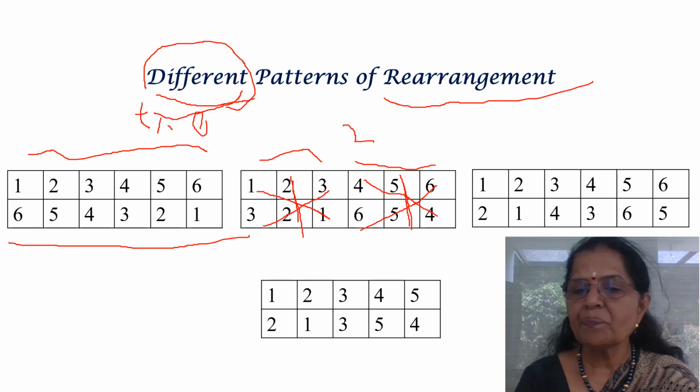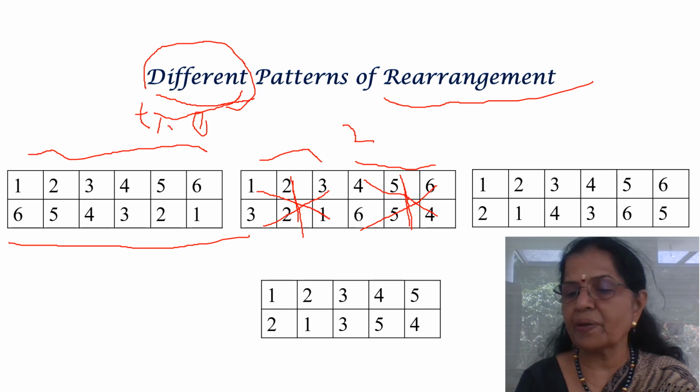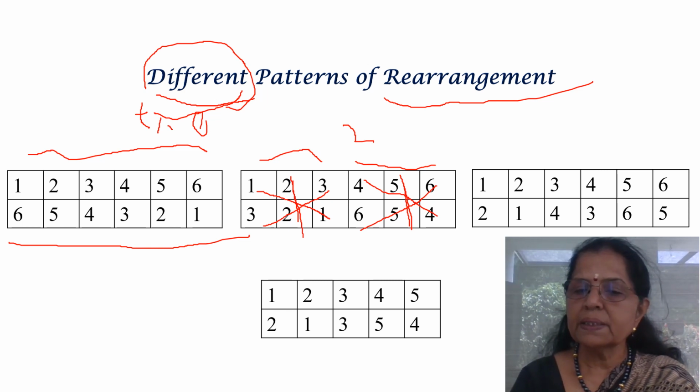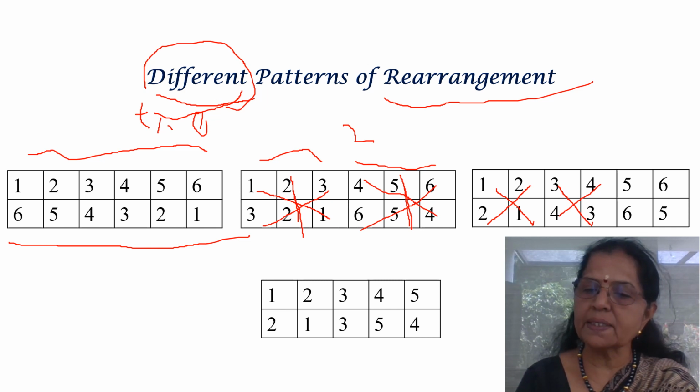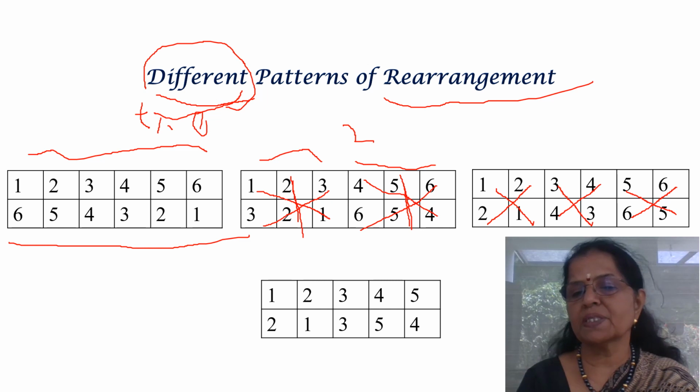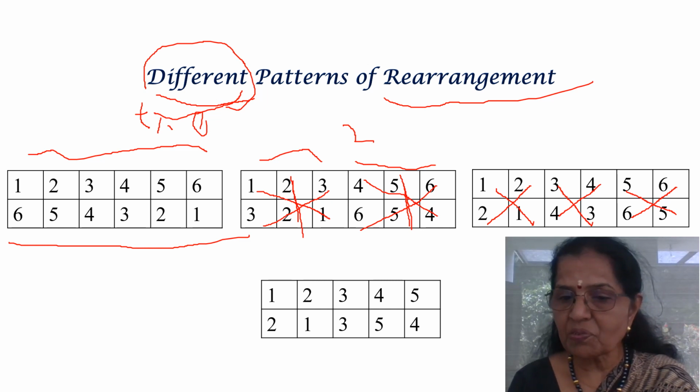And the third type, 1, 2, 3, 4, 5, 6 is written as 2, 1, 4, 3, 6, 5. See, isn't this familiar? What we saw in the previous problem. The first 2 letters are interchanged. 1 comes here, 2 comes here. And the third and fourth letters are interchanged. 3 comes here and 4 goes here. In the same way, the last 2 letters, the fifth and the sixth one, are interchanged. Fifth letter goes to sixth position and sixth letter goes to fifth position. This is the pattern we worked out in the previous problem. Remember?